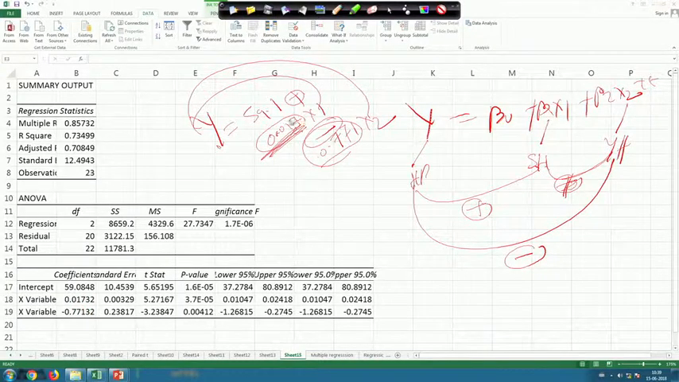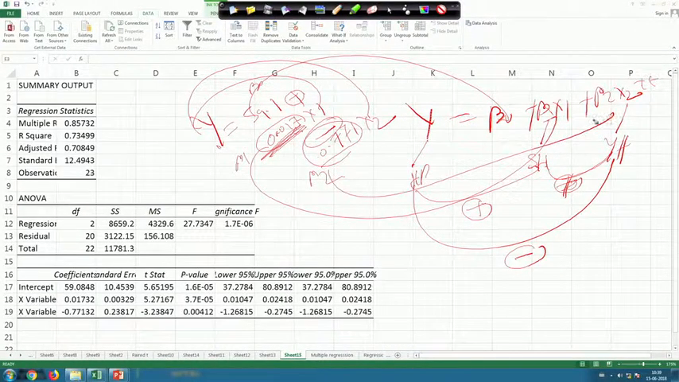So this is for beta 0, and this is for beta 1, and this is for beta 2. And as a result, we have beta 0 coefficient, beta 1 coefficient, beta 2 coefficient. So now this is the estimated model. Now put x1 value and x2 value, then predict y.